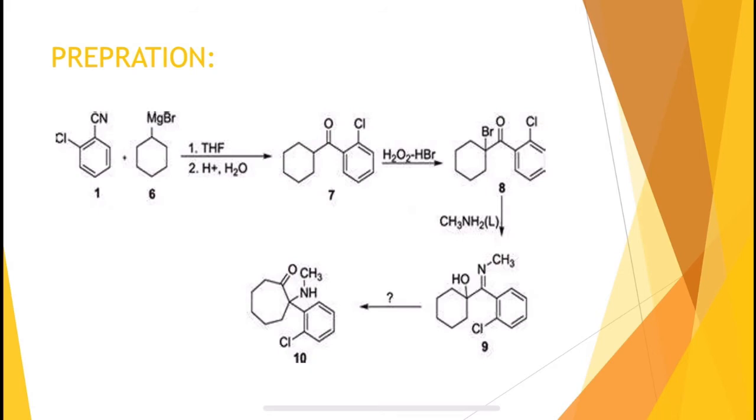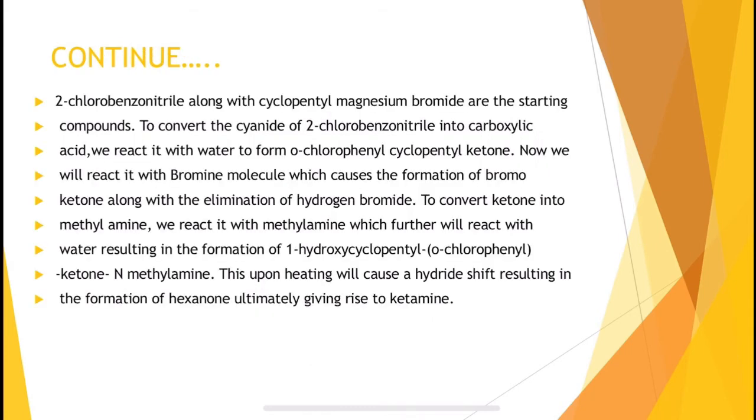Now we will discuss the preparation of ketamine. This section here provides the understanding and simple reaction to produce ketamine, and on the other page we had the theoretical explanation of it. 2-chlorobenzonitrile along with cyclopentyl magnesium bromide are the starting compounds. To convert the cyanide of 2-chlorobenzonitrile into a ketone, we reacted with water to form orthochlorophenyl cyclopentyl ketone.